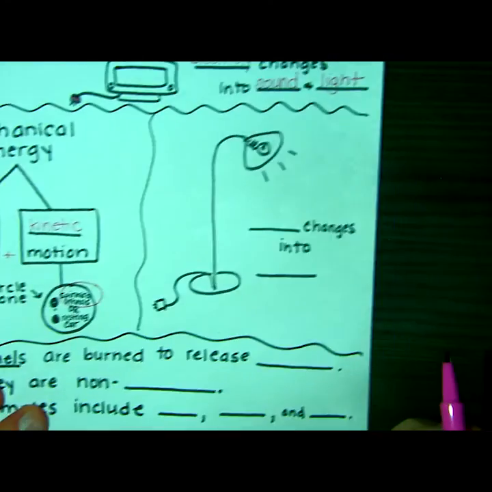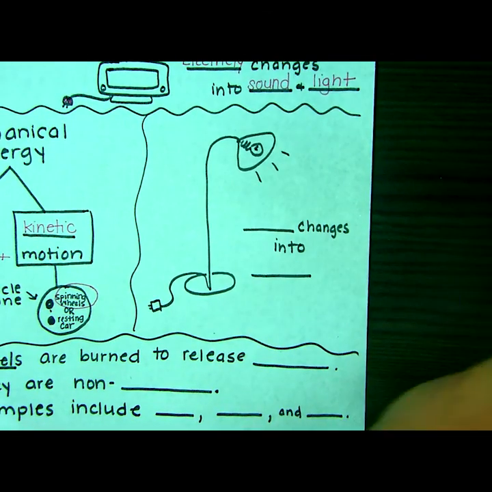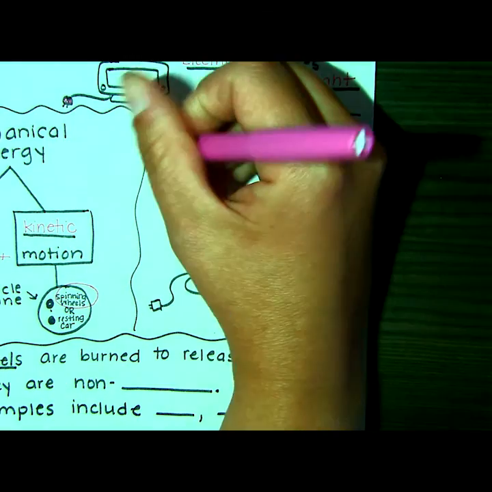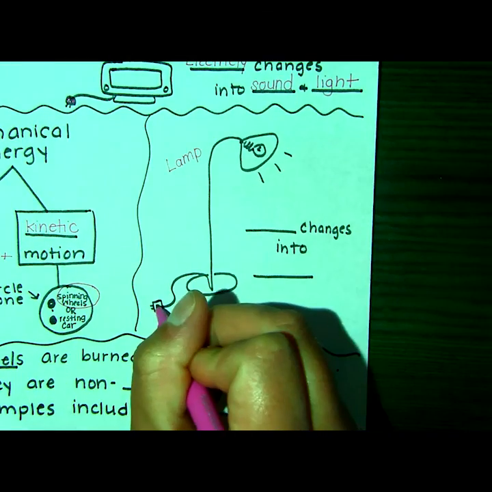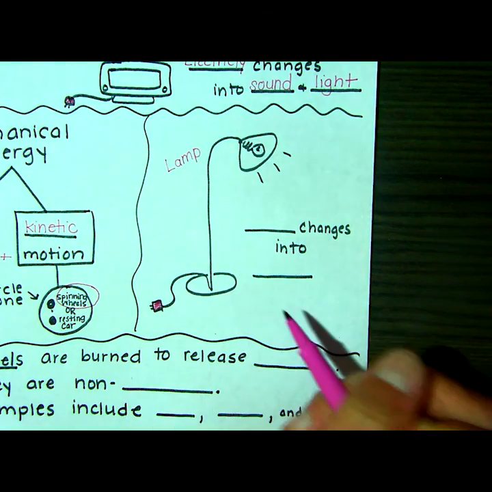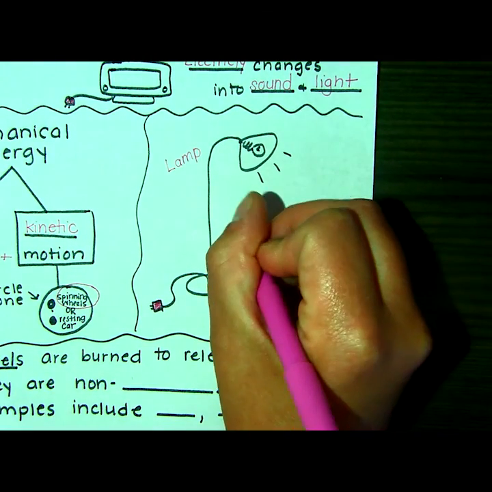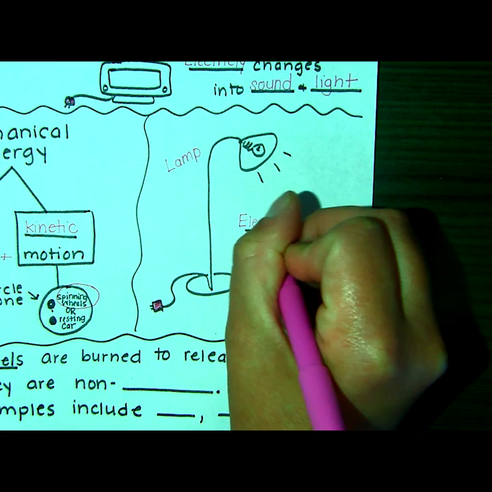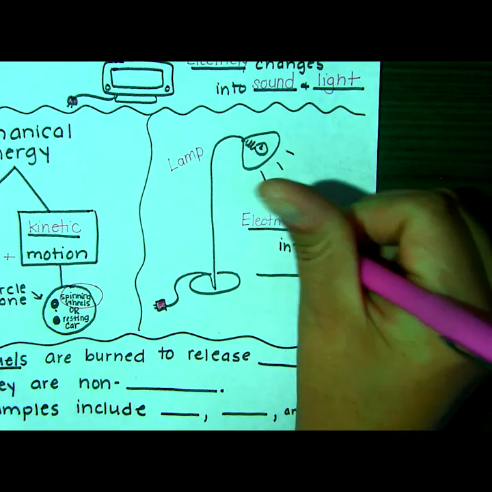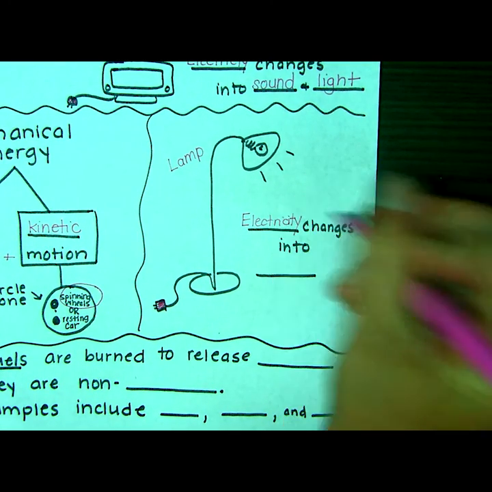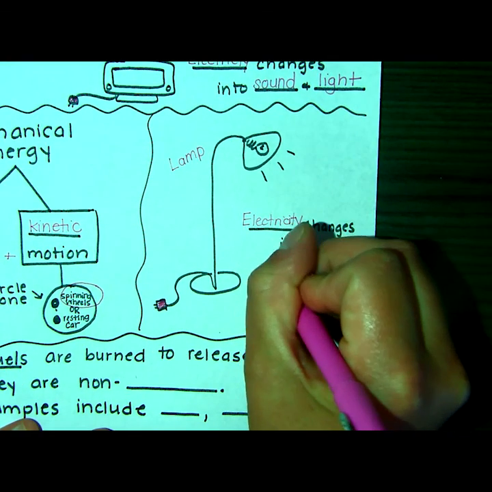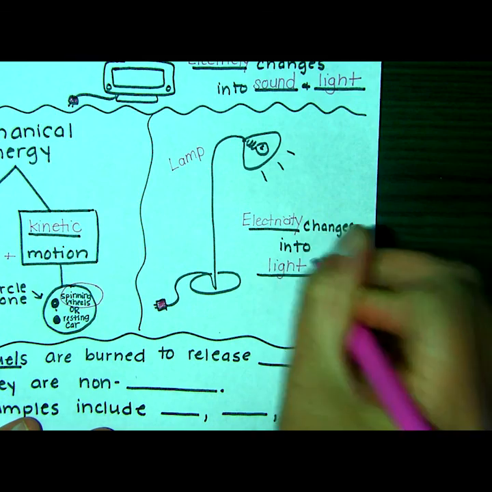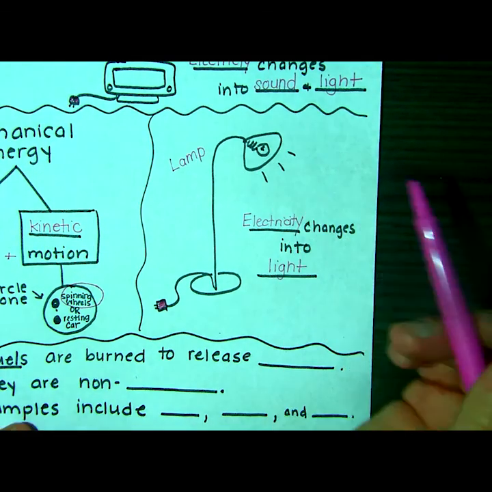Let's take a look at this example, another basic form of energy. So this is an example of a lamp, if you could not tell by the drawing. And I see here that it does have one of those electrical cords. So we know that we're using, again, electricity, and it's changing into light. We have light energy that's being produced from the light bulb to illuminate the space.